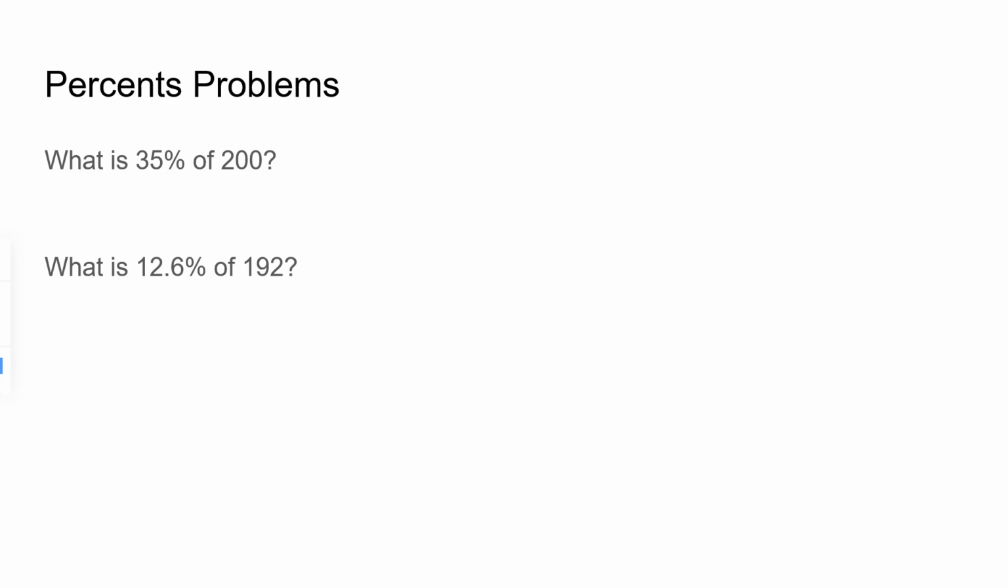Percent problems. So what is 35% of 200? In order to solve this, you first have to convert the percent into a decimal, and then you multiply by the number they're asking you the percentage of. So 35% as a decimal is, divided by 100%, 0.35. And then you would just multiply that by the 200 to give you 70. So 35% of 200 is 70.